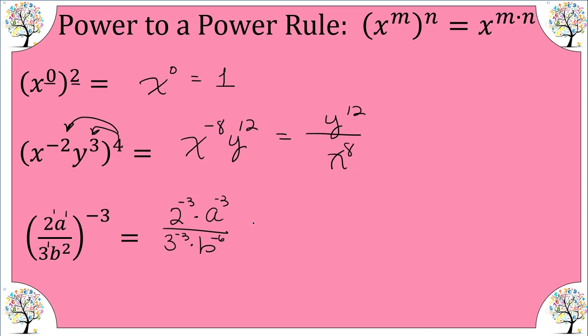So now let's go ahead and take care of the negatives. So we're going to flip 2 to the negative 3rd to the bottom. A to the 3rd is coming to the bottom. And then these two guys are both coming to the top. And every exponent is positive. If we want to go ahead and evaluate, 3 to the 3rd is 27. And then 2 to the 3rd is 8. And we're good to go.